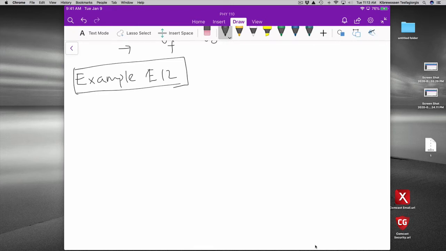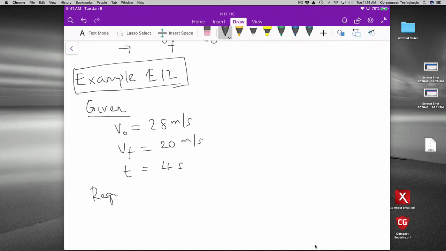So then, as always, the best approach for the problem is to list out the given parameters. What is given? What are my given parameters? You have an initial velocity of the car as 28 meters per second, okay? And you have a final velocity of the car as 20 meters per second. And there's time given as 4 seconds, okay? Then now, what are you required to find? The problem literally states, what is the acceleration of the motion?